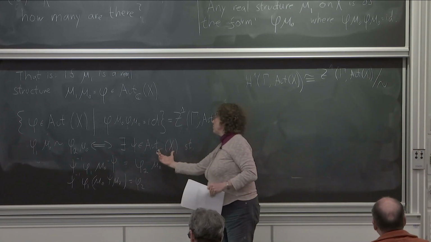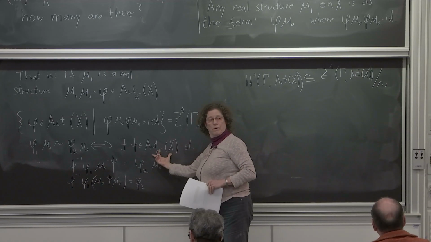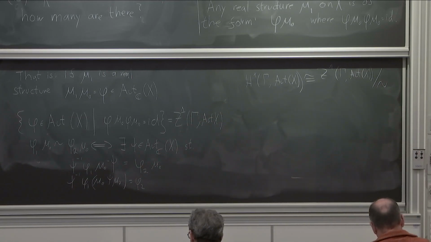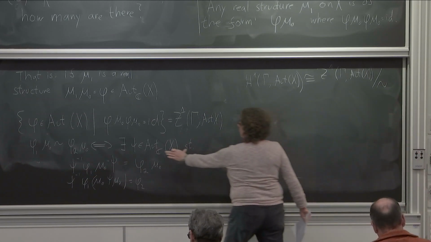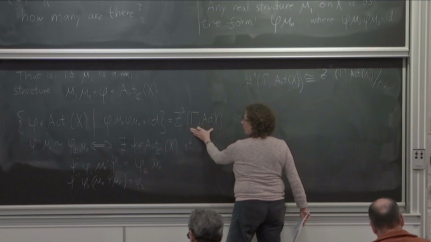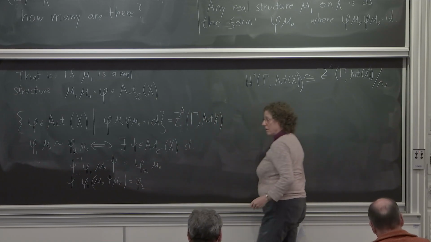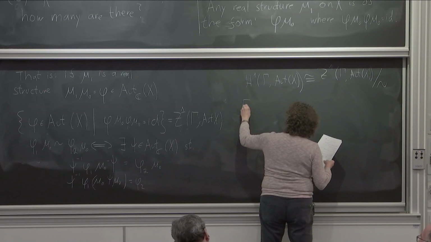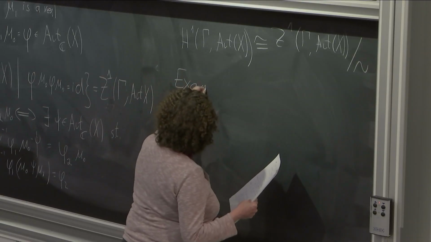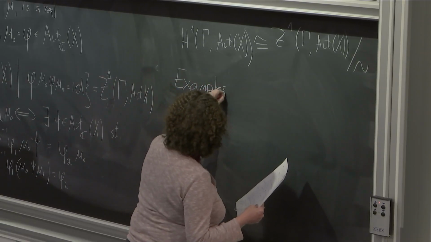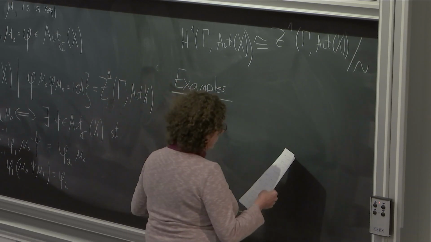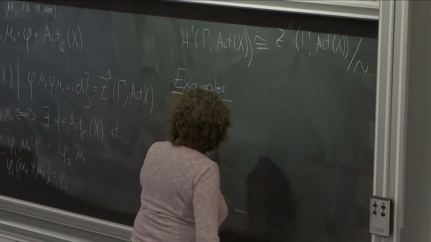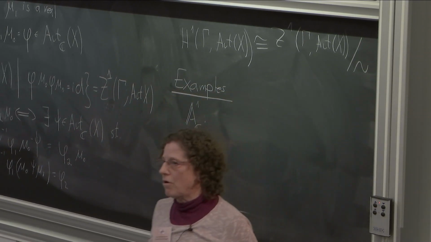What I need to do is look at this automorphism group and look at all of the elements of this form and when they're equivalent. So I'll give you some examples to start. We'll start on affine line. There we know very well the automorphism group.